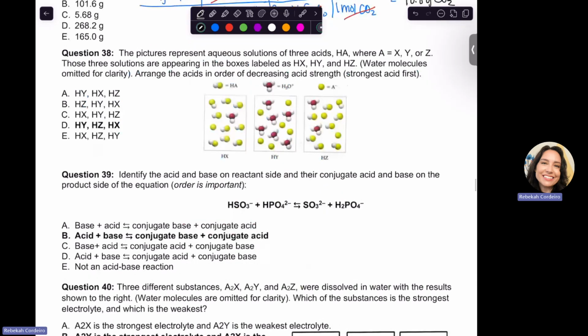This question has appeared several times. Decreasing acid strengths, we're going to start with the strongest first. The strongest acid is the one that breaks into ions more. So HY is my strongest. The next one that breaks into ions is HZ. And then HX is the last one. This is the weakest one because the acid stays together more in HX. It breaks apart completely in HY. There are no HAs together in this box.